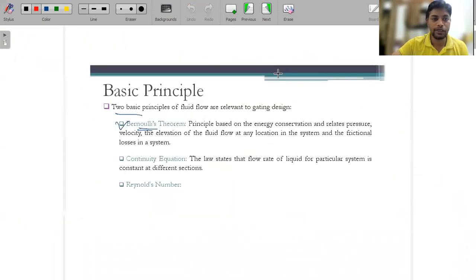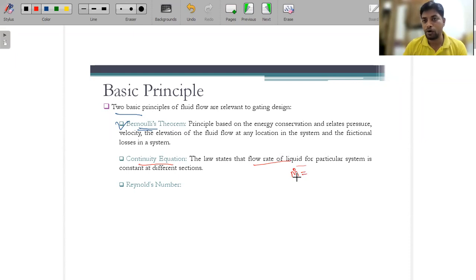Okay, guys. So here there is one more thing, a continuity equation. Continuity equation is like the flow rate of the liquid for a particular system. This can be considered in two ways. First is the mass continuity equation, in terms of the mass flow rate, or in terms of the volume flow rate.